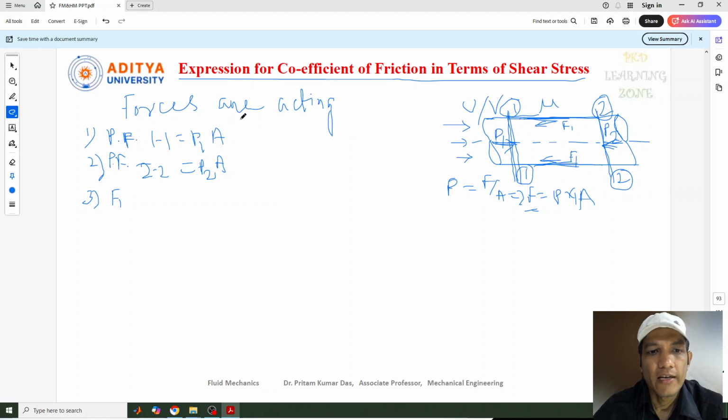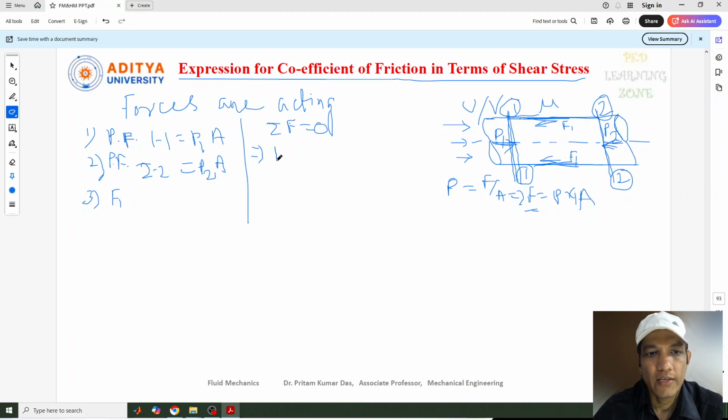Now we'll go for the resolving of forces. Resolving of forces means we consider the summation of forces in the x direction equal to 0, that is, in the direction of the fluid flow, because the fluid is flowing in the x direction in a horizontal pipe. So summation of F equal to 0. Now, what are the forces here? Total forces.